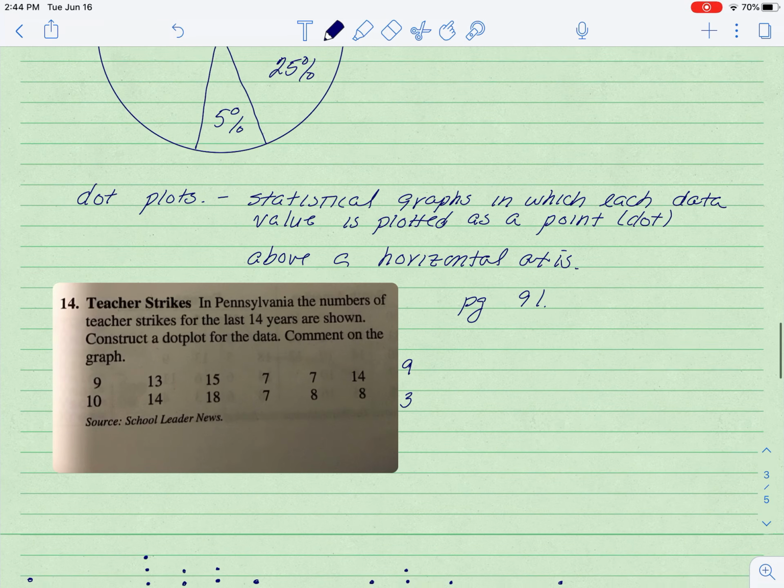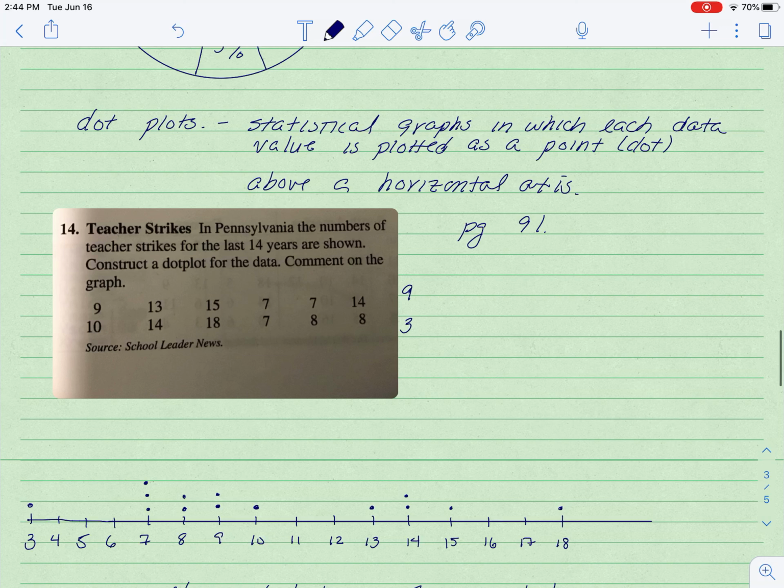All right, so that was a pie graph and a dot graph, or dot plots. The last thing that we want to cover is stem and leaf.